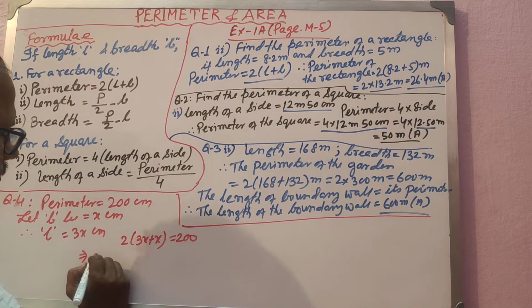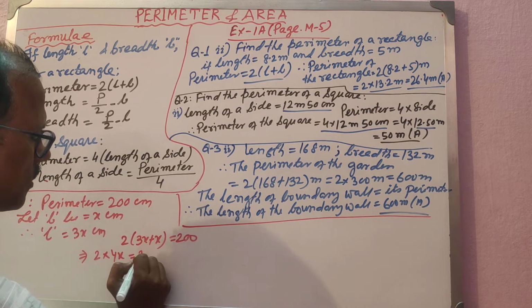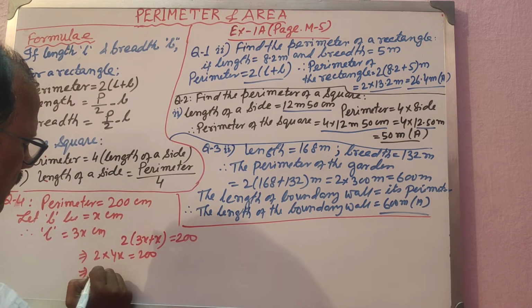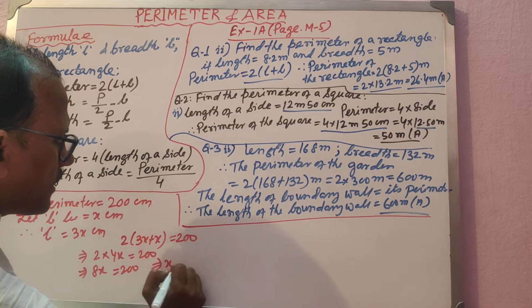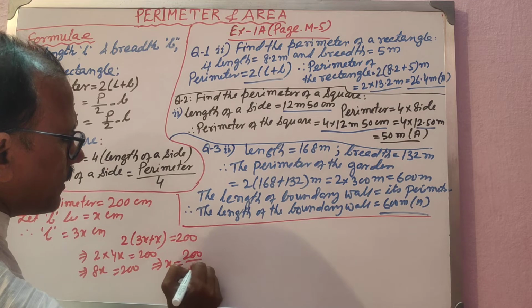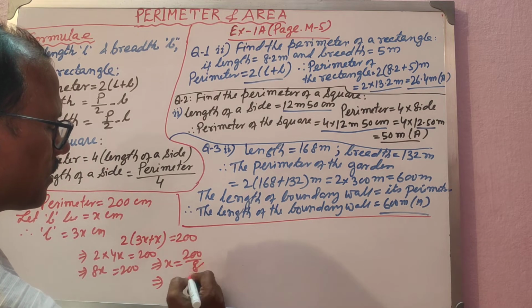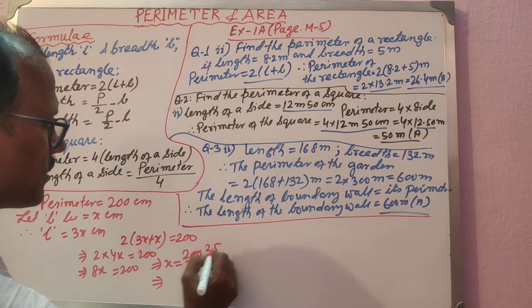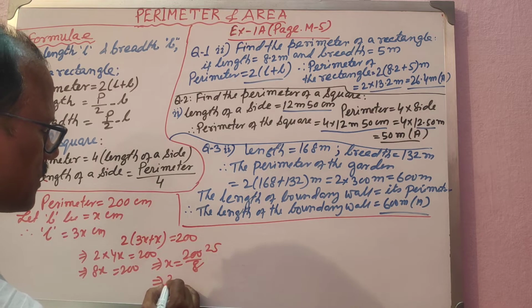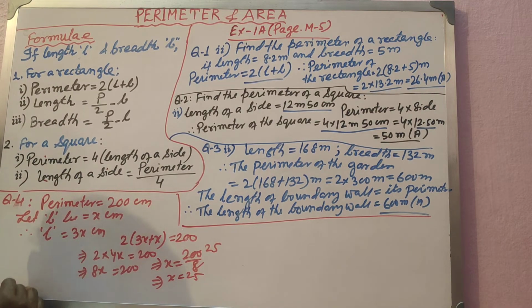So, what will become? 2 into 4x is equal to 200. Then 8x is equal to 200. Then x is equal to 200 divided by 8, which is equal to how much? 8 twos are 16 and 8 fives are 25, so x is equal to 25. Therefore, x is the breadth of the rectangle.